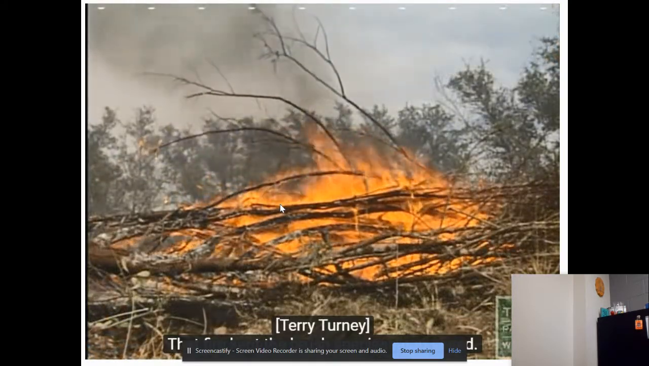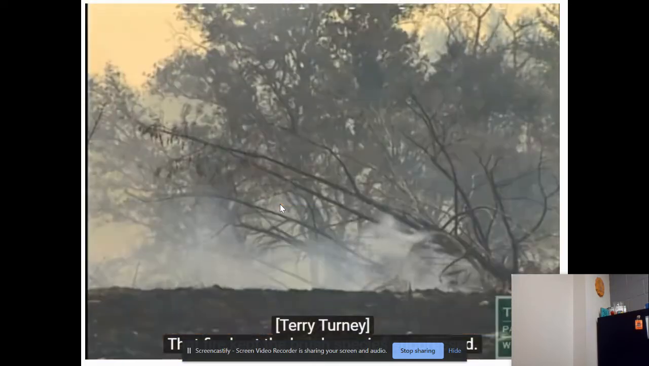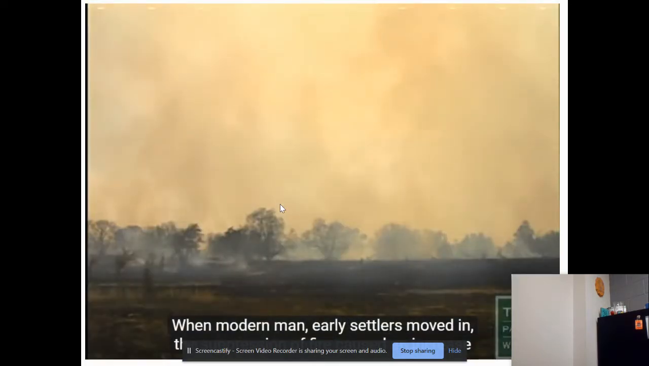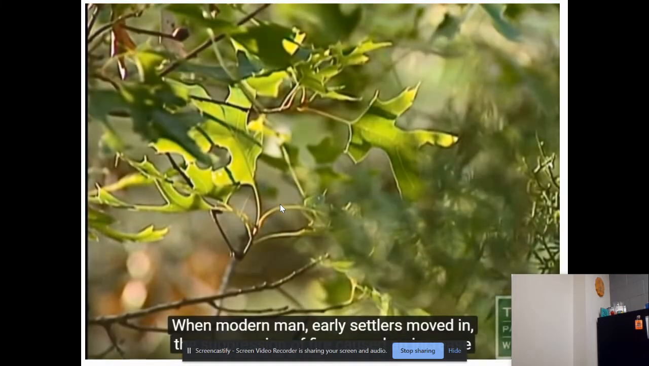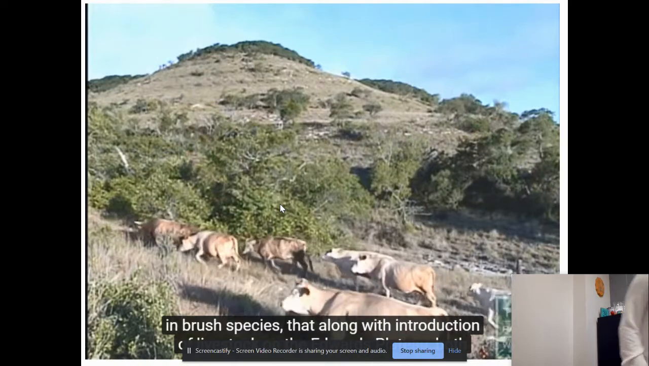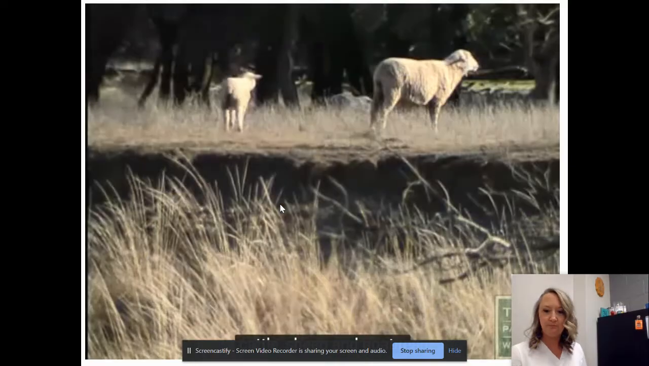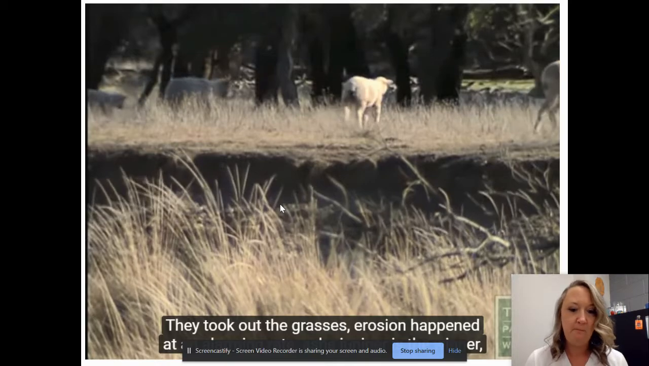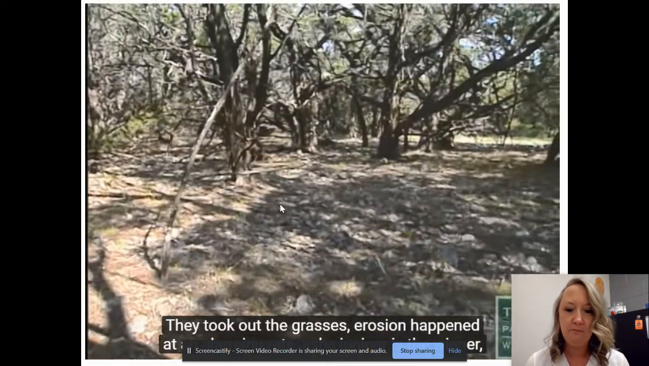That fire kept the brush species suppressed. When modern man, early settlers moved in, the suppression of fire caused an increase in brush species. That, along with introduction of livestock on the Edwards Plateau, both cattle, sheep, and goats, they took out the grasses. Erosion happened at an alarming rate. Ash juniper is the winner, so to say.